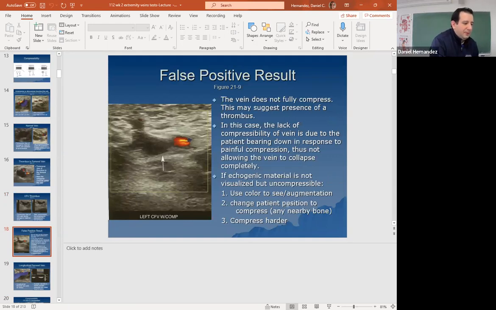You just have to be careful not to perform what's called a false positive. So in this case, the vein did not fully compress, which could suggest the presence of thrombus. In this case, the lack of compressibility of the vein is due to the patient bearing down in response to a painful compression, and thus not allowing the vein to collapse completely.